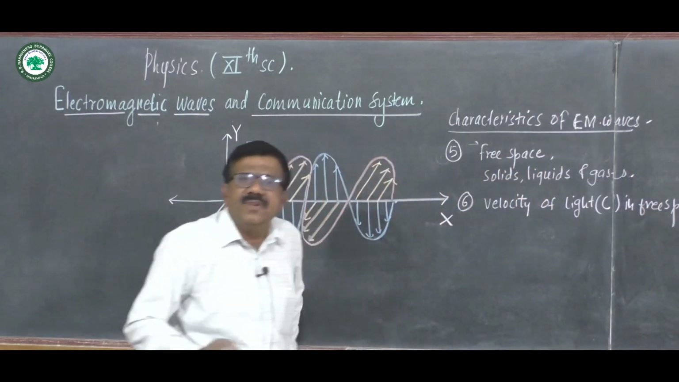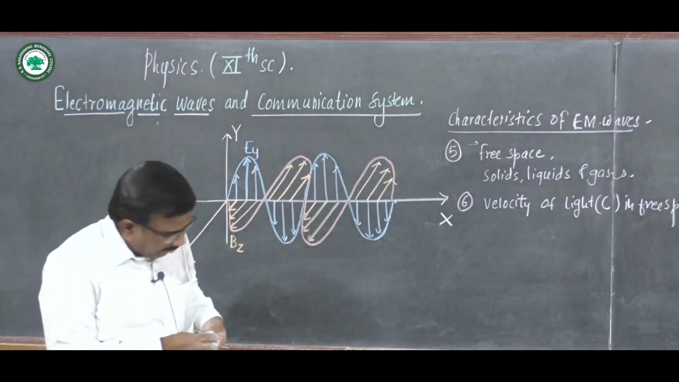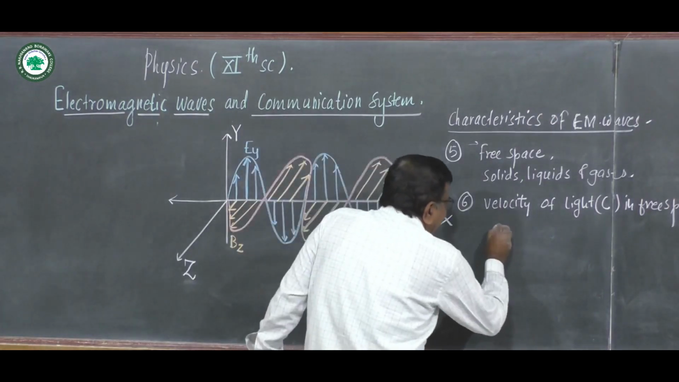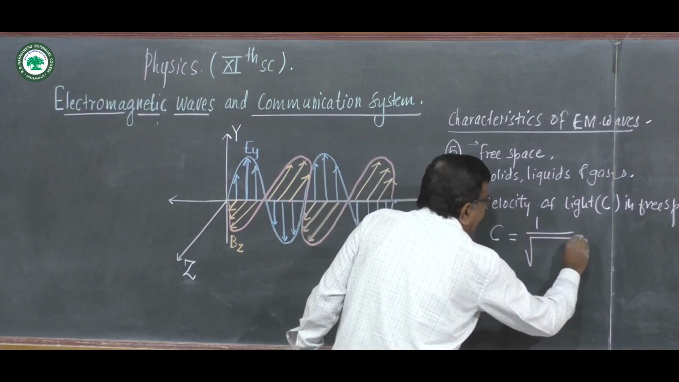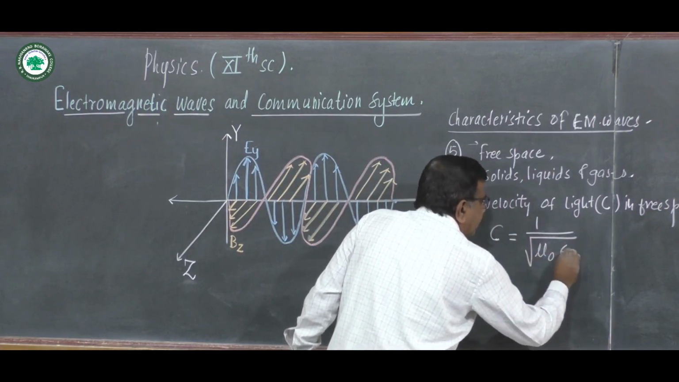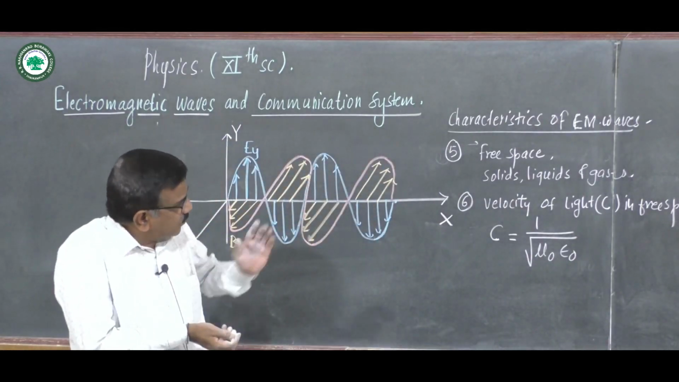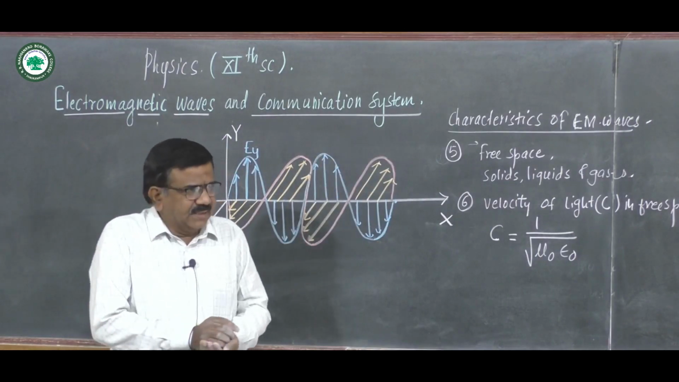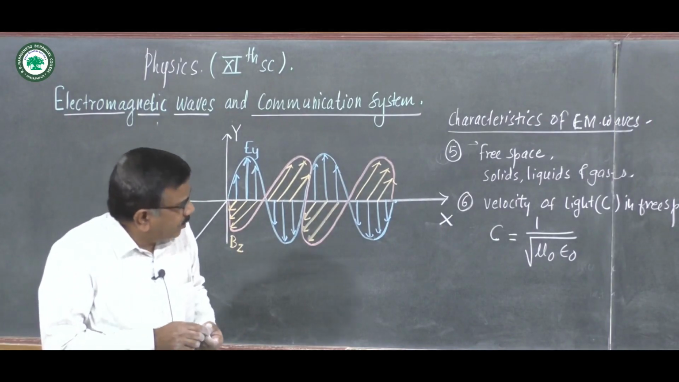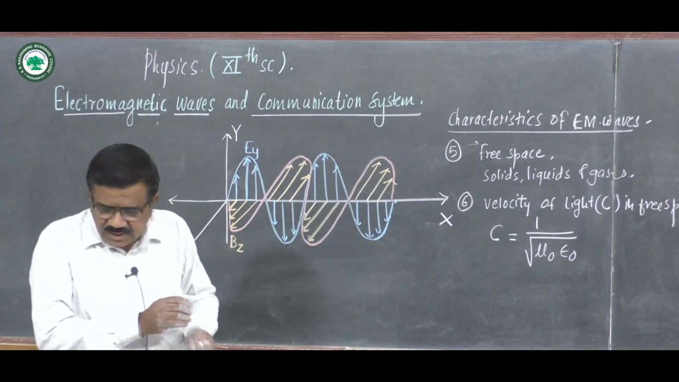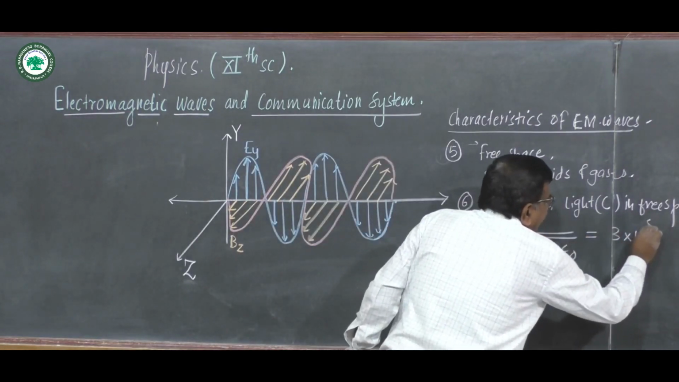We know the velocity of light is very large, about 3 into 10 raised to 8 meter per second, and in free space its velocity is given by c is equal to 1 upon square root of mu 0 into epsilon 0. Electromagnetic waves travel in free space with the velocity of light, that is 3 into 10 raised to 8 meter per second.